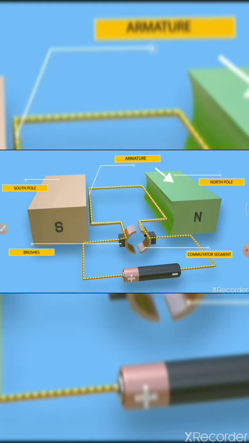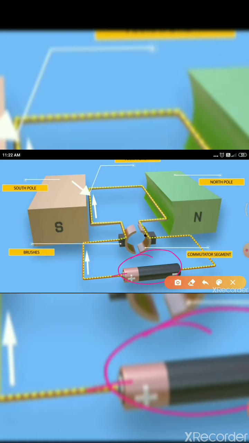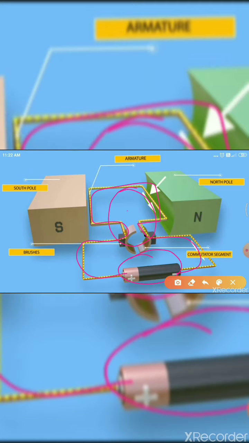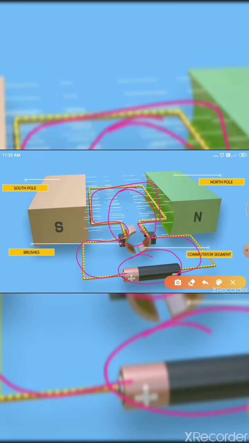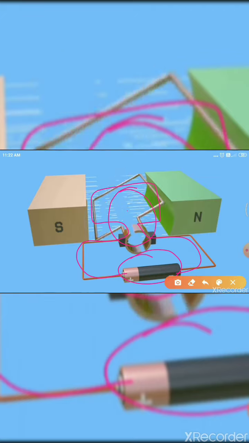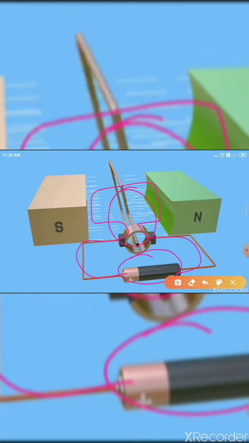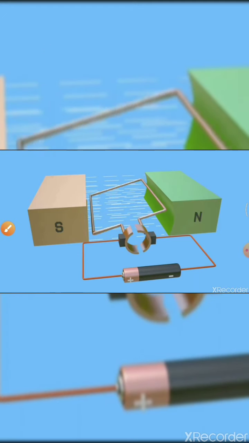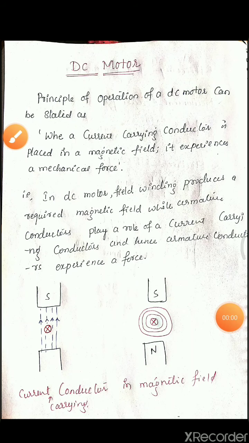Observe, as we have said in the principle of operation, when you give a power supply, current automatically starts flowing through this conductor. This is a current carrying conductor placed in a magnetic field, so it experiences a force, meaning it starts rotating. This is called a motoring action. I hope you have understood that by the animated video.